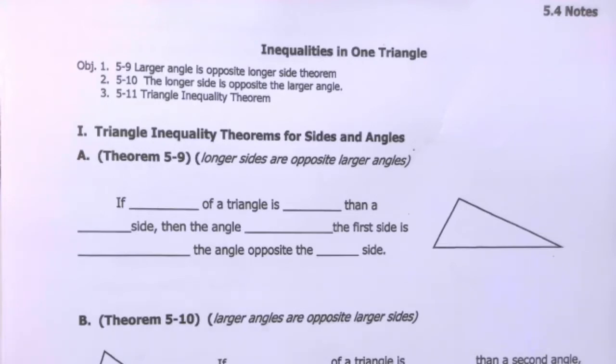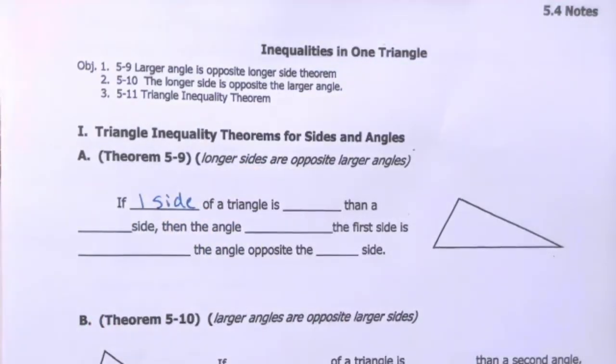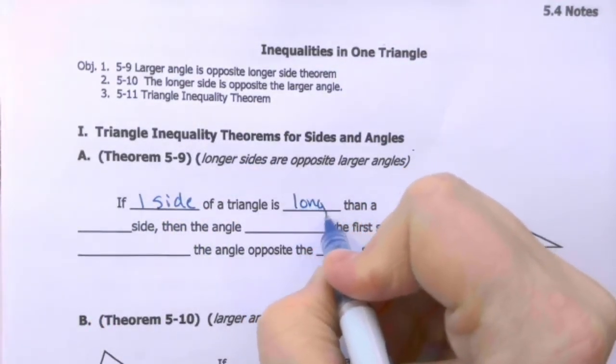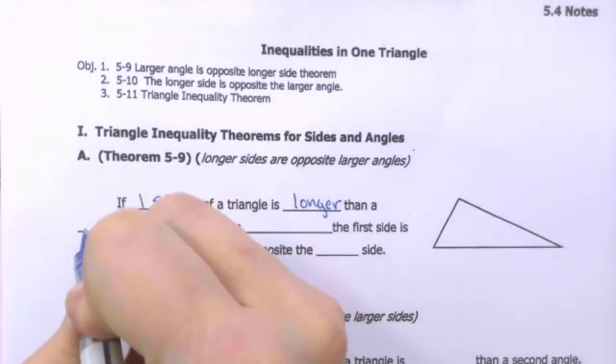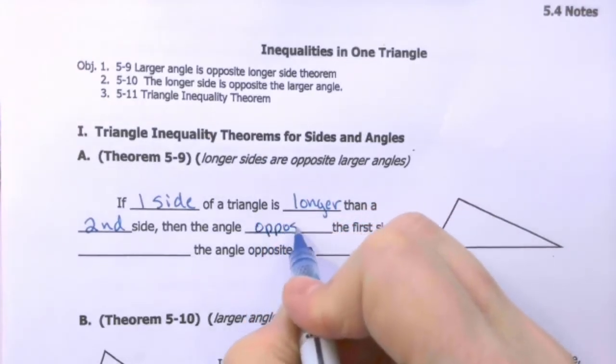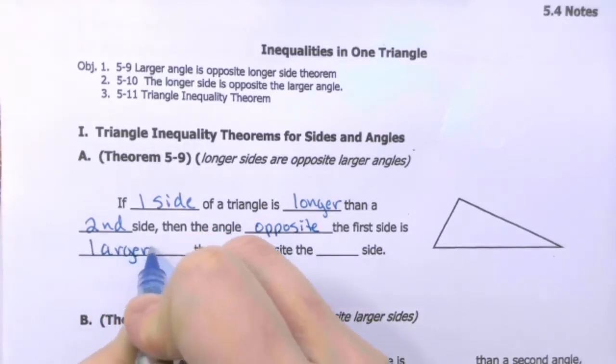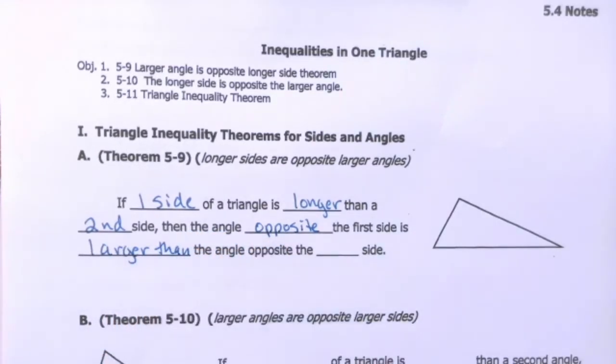It doesn't have a title, and this theorem says if one side of a triangle is longer than a second side, then the angle opposite the first side is larger than the angle opposite the second side. Let's say that one again. If one side of a triangle is longer than a second side, then the angle opposite the first side is larger than the angle opposite the second side.